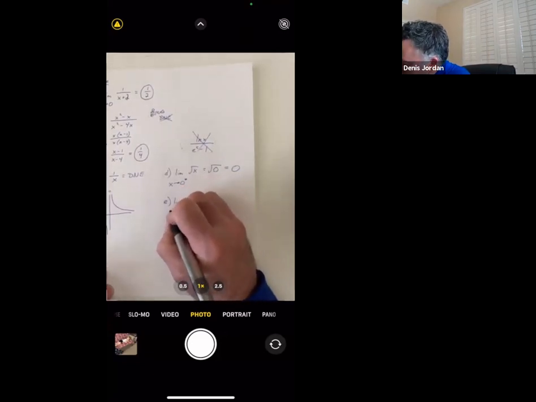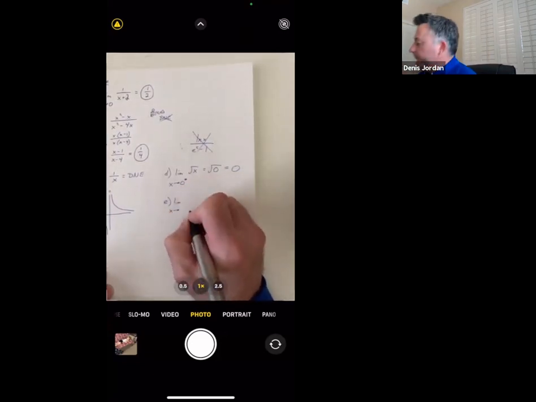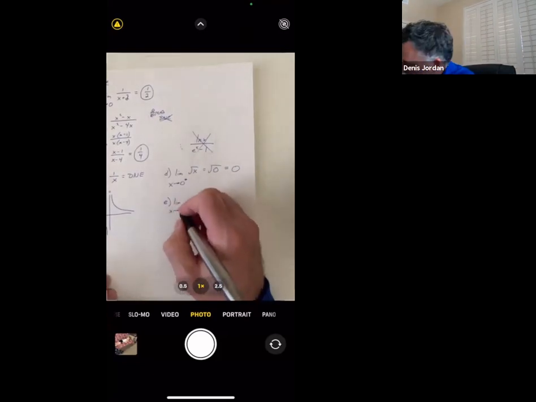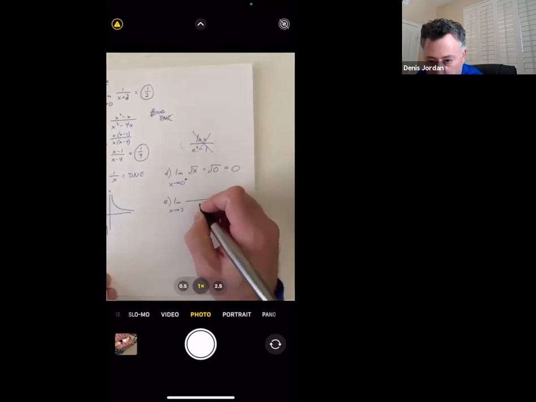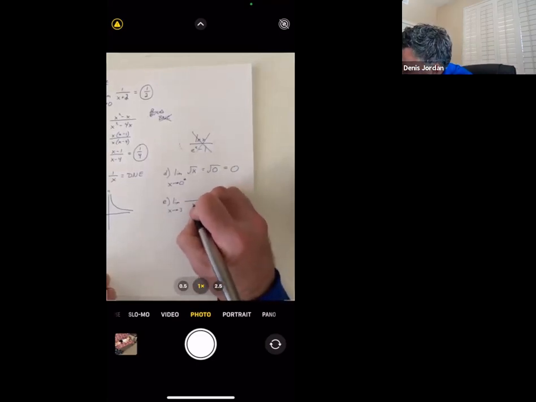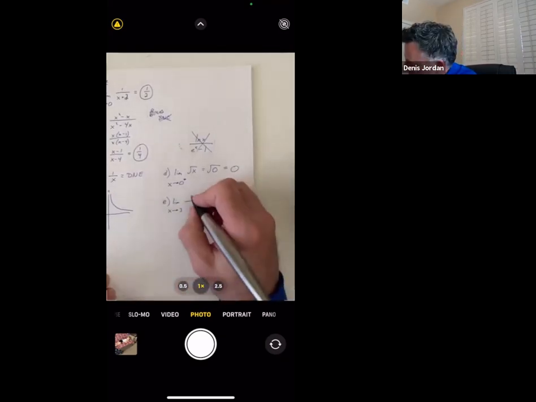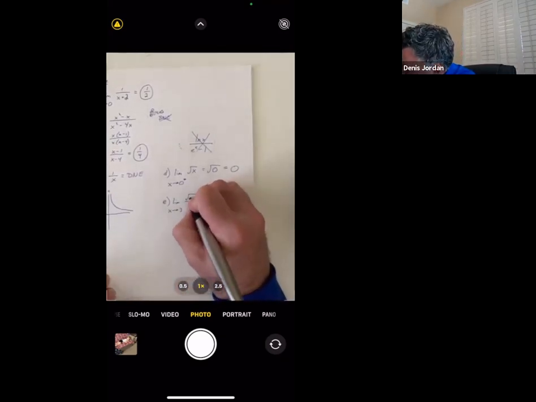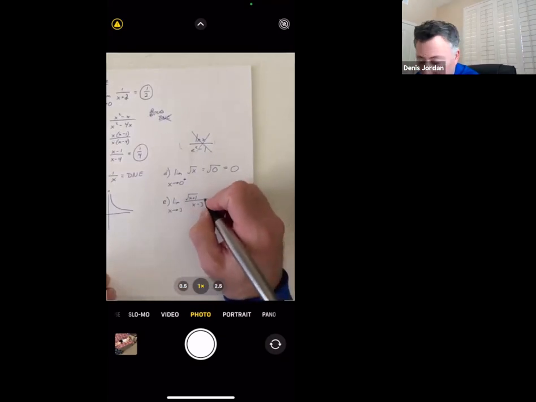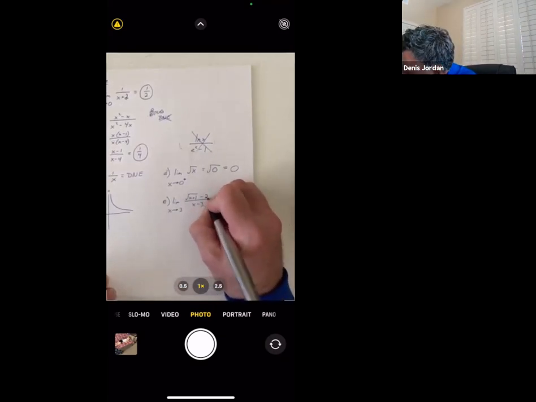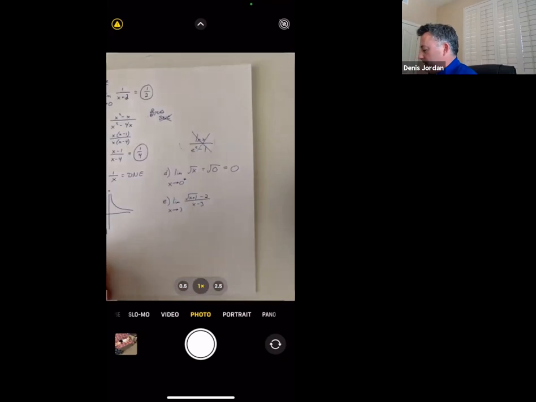I'm going to take this from the study guide, just because I know the problem will work the way I want it to. So the limit as x approaches 3 of the square root of x plus 1 minus 2 all over x minus 3.